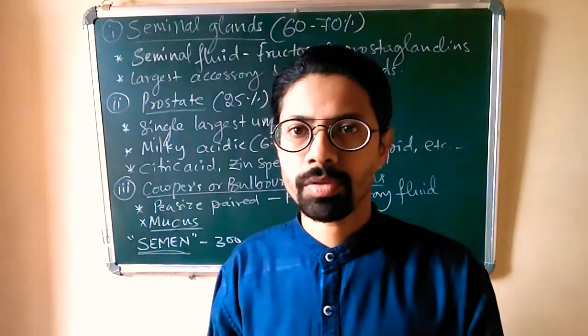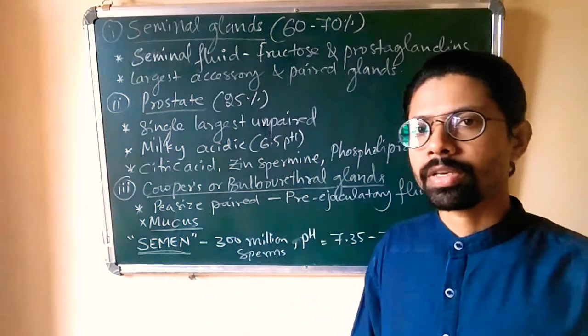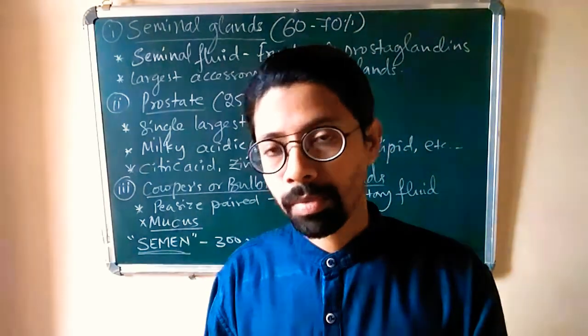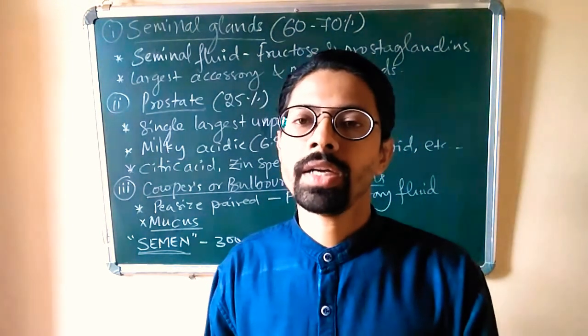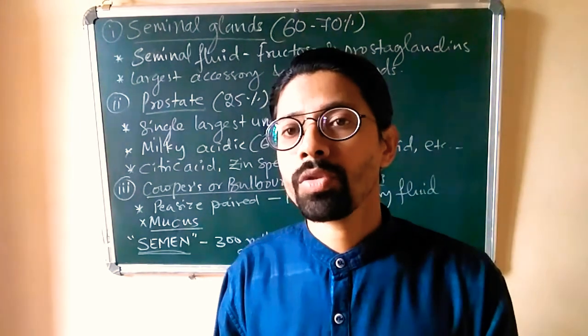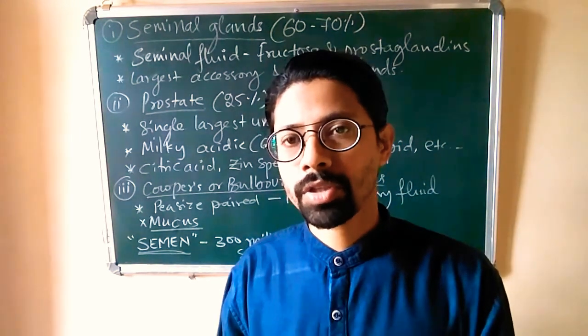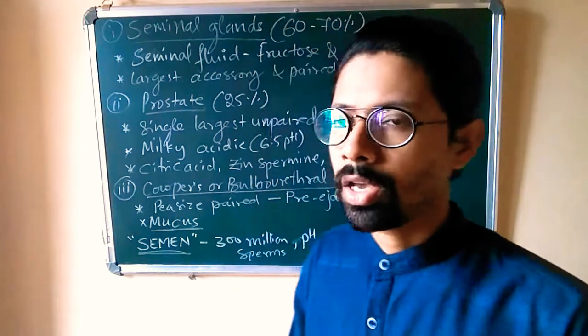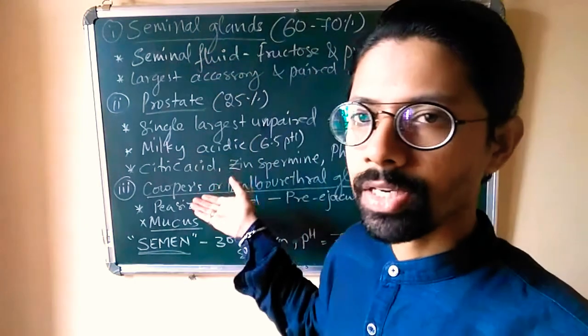In this particular video, we are going to discuss the next topic of human reproduction. We were discussing the male reproductive system in the last video, and we had already discussed the structure of the testis. Today we will continue with the structure of the accessory glands, their functions and their secretions. These are the three accessory glands in male.